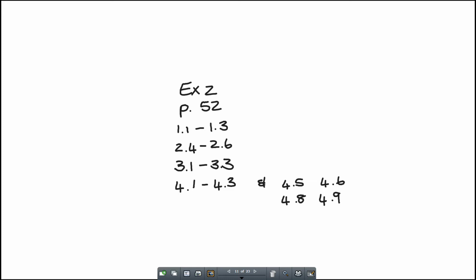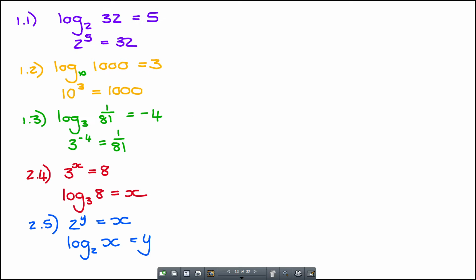We have to do exercise 2. So there's the first one. Just have a look at 1.2. That was just the log 1000 is equal to 3.